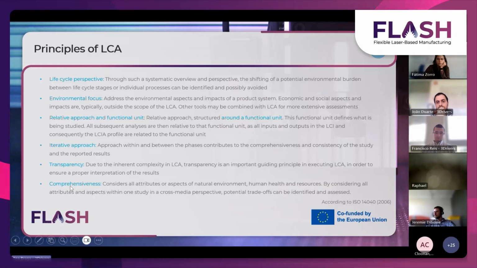And yes, there is the comprehensiveness aspect, because it considers all attributes or aspects of the natural environment, human health, and resources. So these three are also the endpoint analysis. By considering all attributes and aspects within one study in a cross-media perspective, potential trade-offs can be identified and assessed. And also, when we are modeling in, for example, SimaPro, the software that we commonly use for this analysis, we can get a lot of environmental impact categories, almost 20.